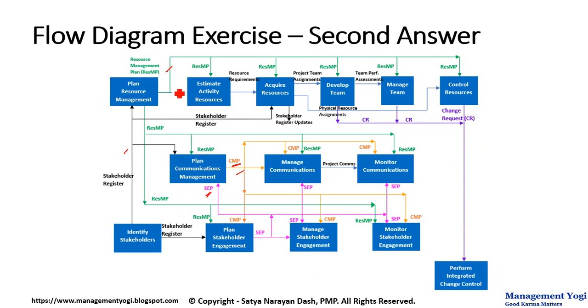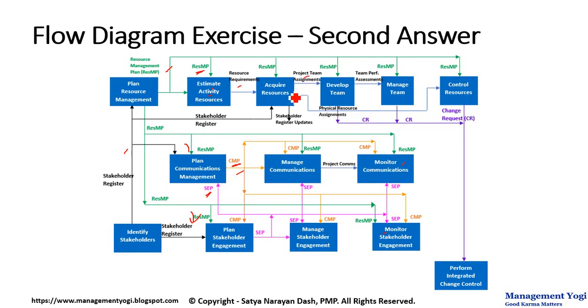So the resource management plan is created in the plan resource management process, and it is feeding into estimate activity resources and all the processes of the resource management knowledge area. Then the resource management plan is also acting as an input to plan communications management as well as the plan stakeholder engagement process. And it is also acting as an input to monitor stakeholder engagement, manage communications, as well as the monitor communications process.